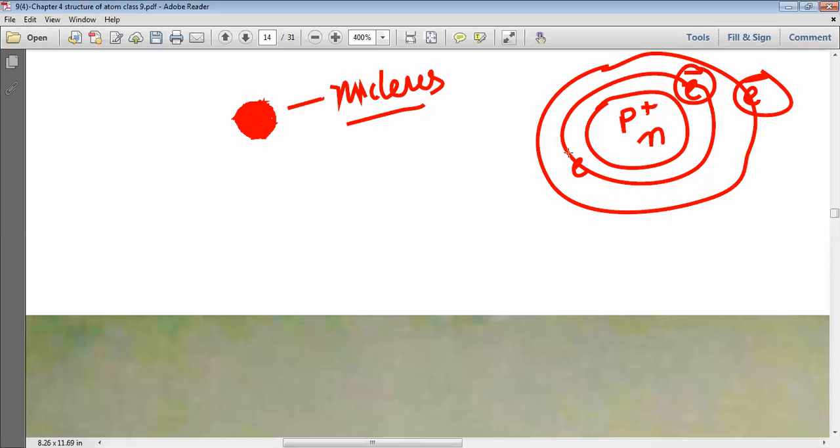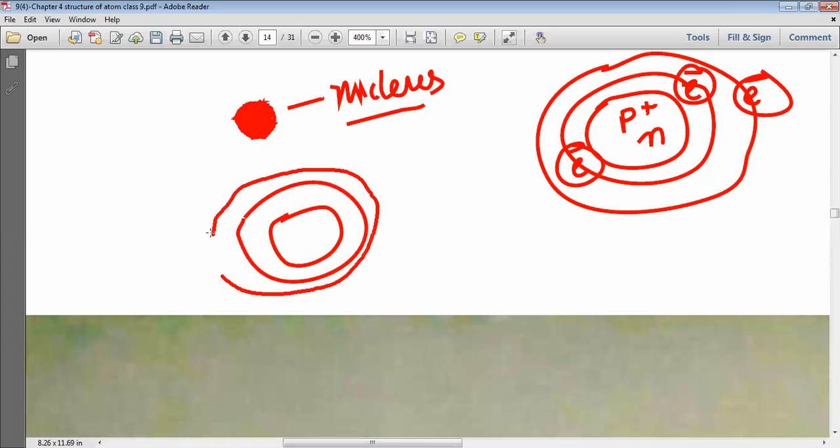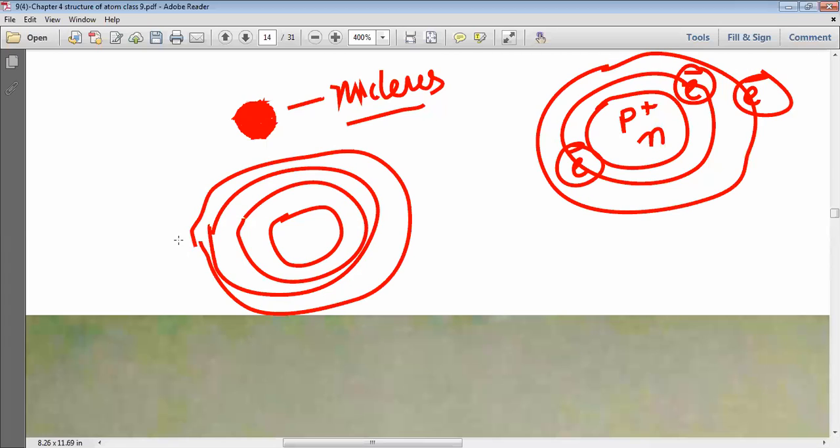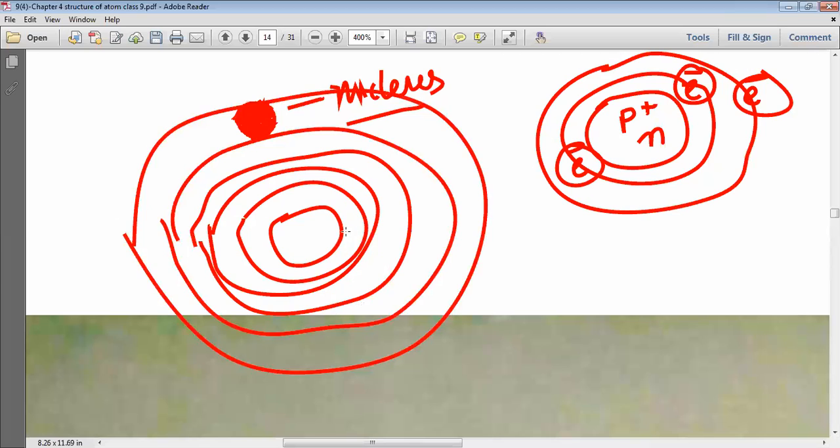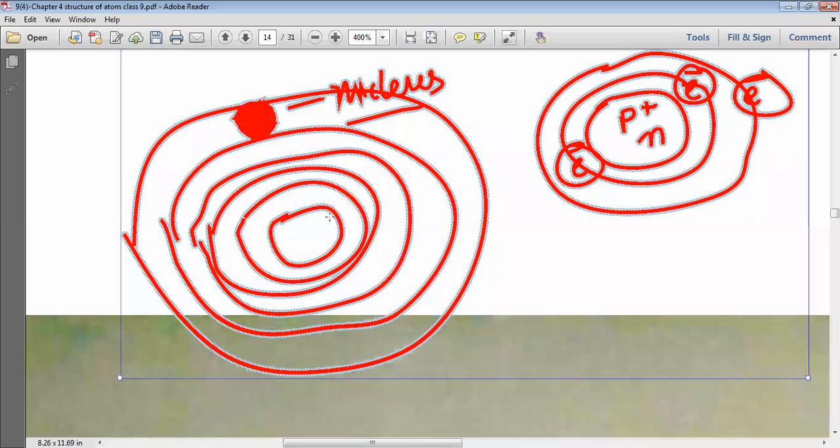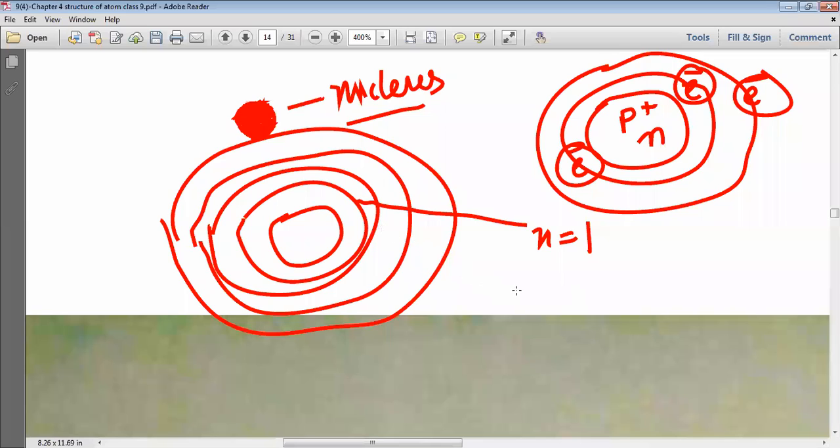We have seen that suppose this is the nucleus, then this is the first, this is the second, this is the third, this is the fourth, this is the fifth. So we can give them names, for example, this is n is equal to 1. This we call n is equal to 1, this n is equal to 2, this n is equal to 3, this n is equal to 4.